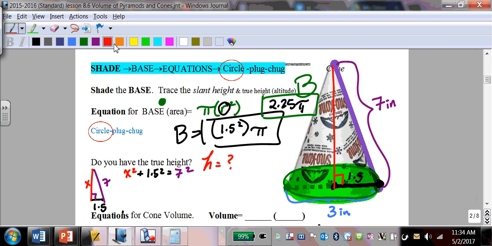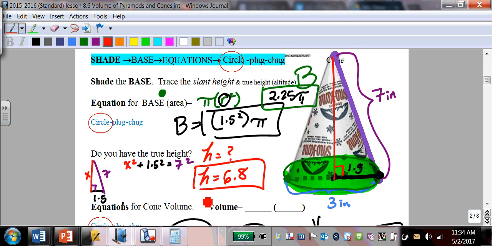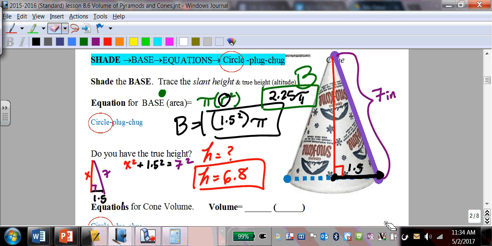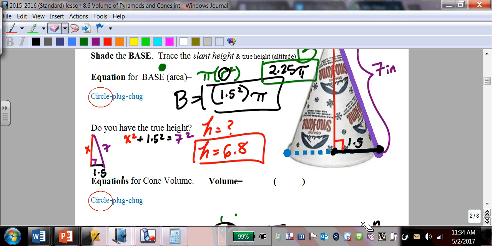Yes, okay, we're going to take it to the 10th place. So we write H is 6.8, fit. Keep track of your steps. You're going to have lots of moving parts here. It's important you box and label everything. Okay, now we come down below, write in your volume equation, go.